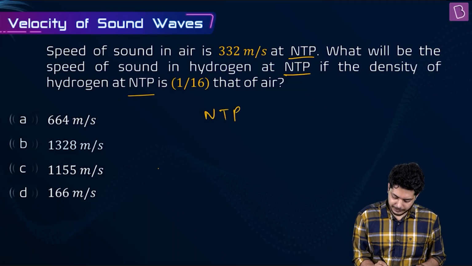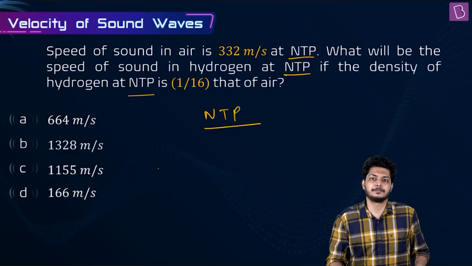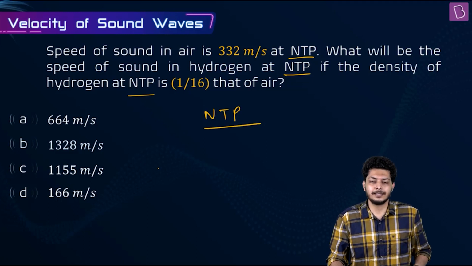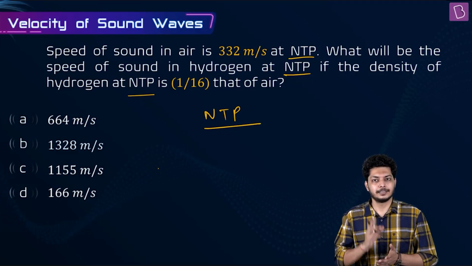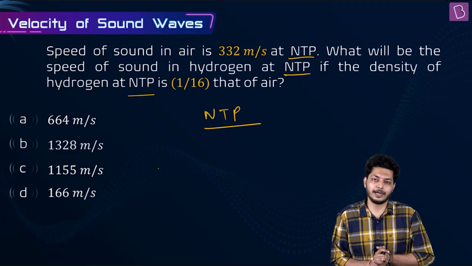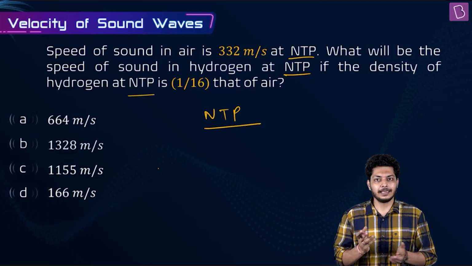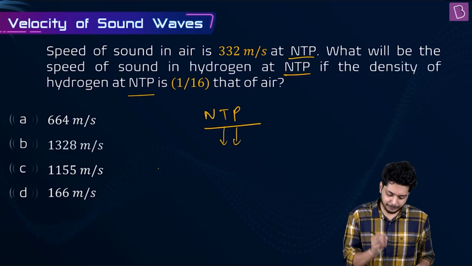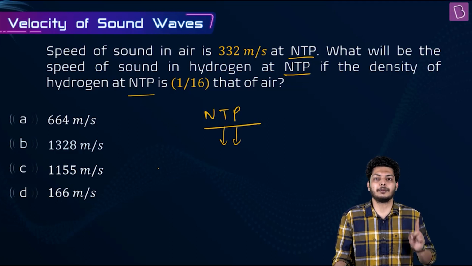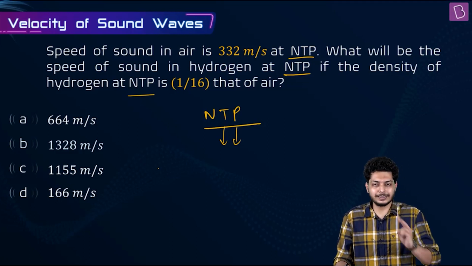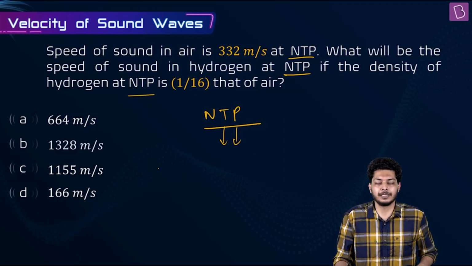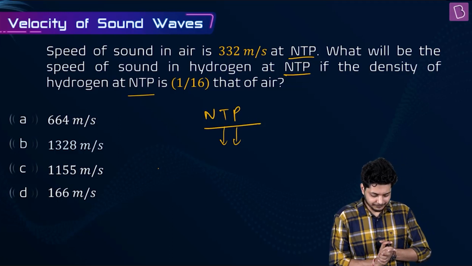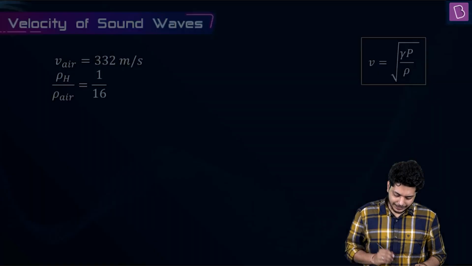NTP is normal temperature and pressure. Now, in the question, we have 2 cases. What are they? First, the sound is traveling through air. Second, the sound is traveling through hydrogen. Right? And both these cases are happening at the same temperature and pressure. So, for both the situations, temperature and pressure are constant. They are same. Okay?